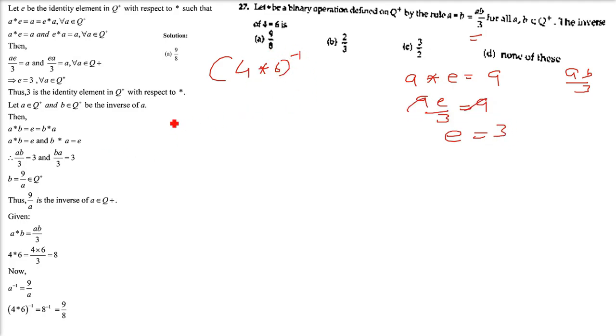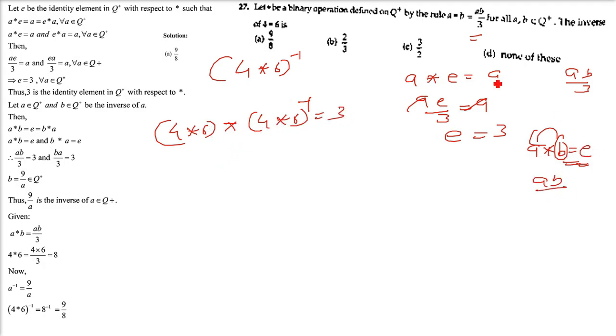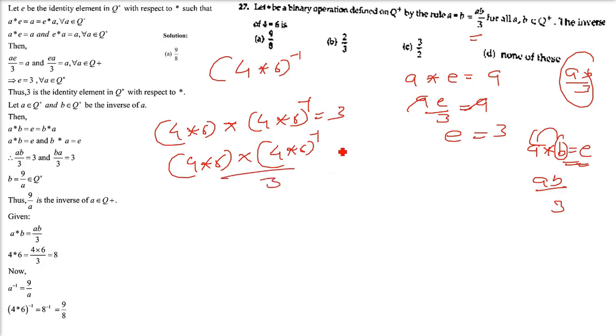Now see it very carefully. 4 star 6 is the actual value for which we have to find the inverse. 4 star 6 inverse is what we have to find. A and B, if we operate, we get E. B is the inverse of A. Same thing, I'm just writing it as total value inverse, and that has to be E, the identity element. See, A star B is AB by 3. So these two multiplied and divided by 3: 4 star 6 times (4 star 6) inverse divided by 3 equals 3.